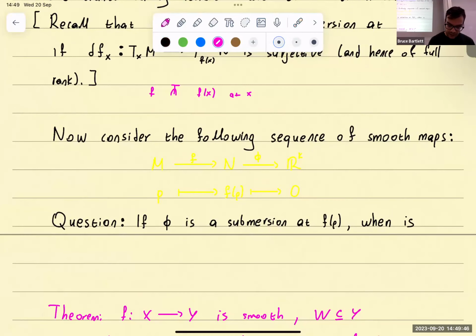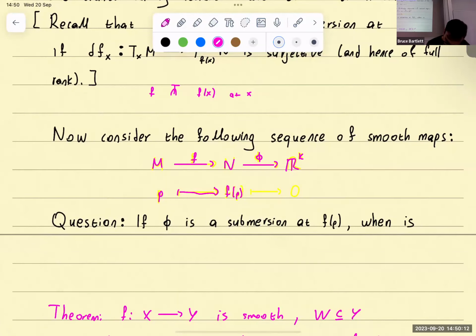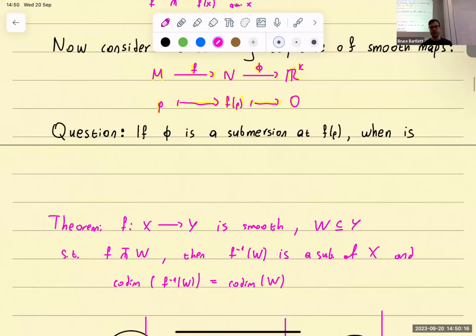Now, the setup that I want to consider is the following. I want to consider a sequence of smooth maps. It's a map from M to N, which is smooth, and then another map from N to R^K, calling them F and Phi. And these maps send some point P to F of P, and then F of P to 0.